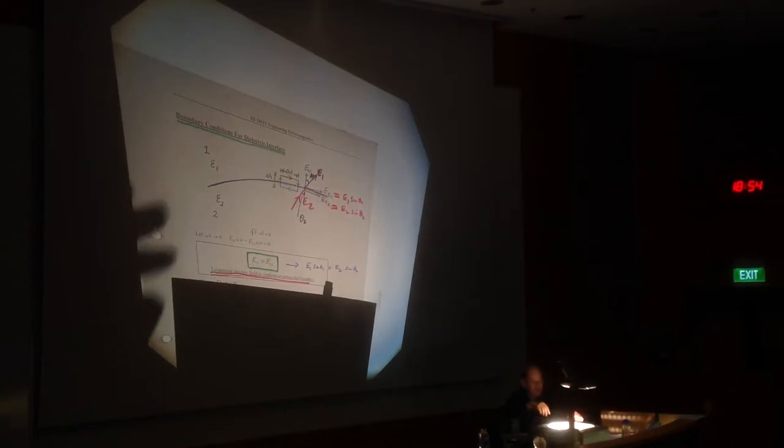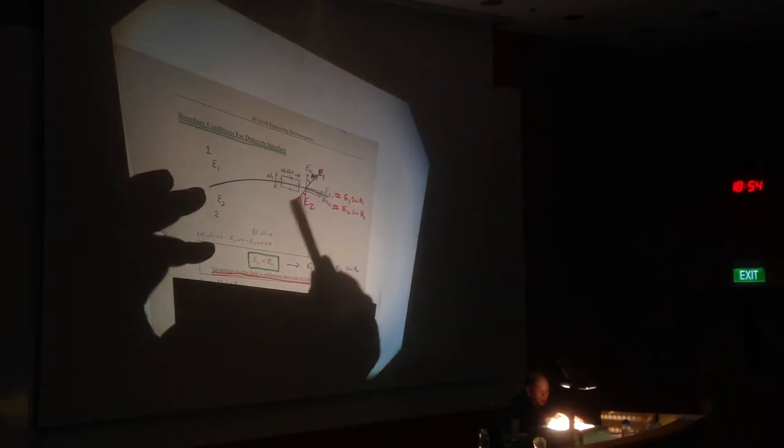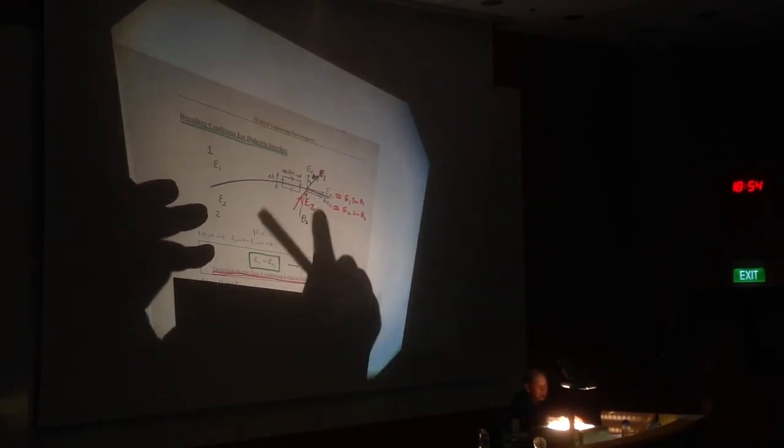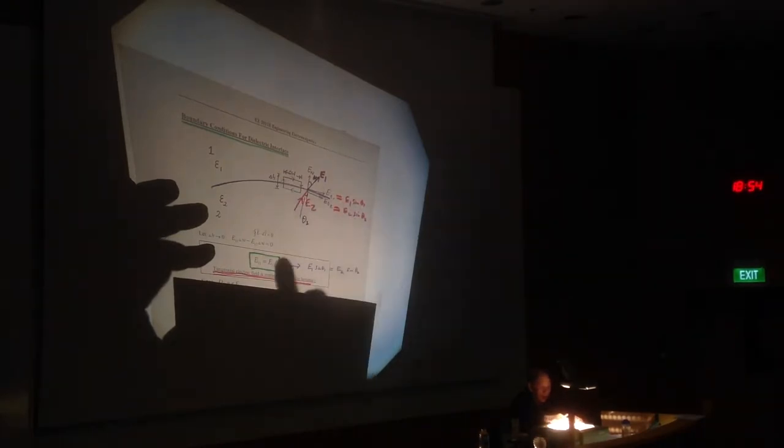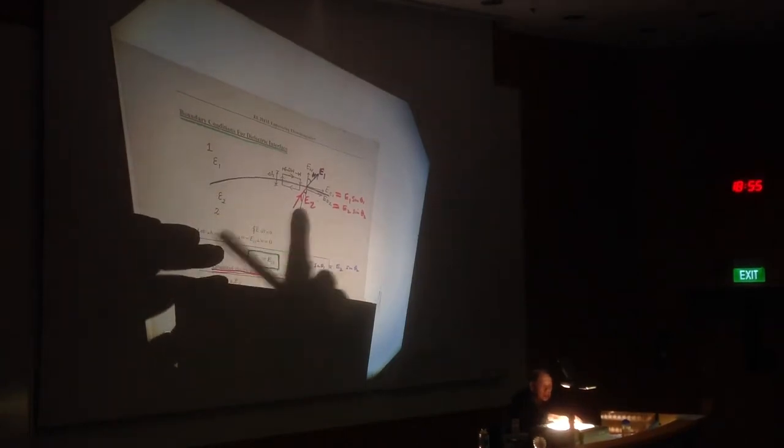Now, suppose the bottom medium becomes a conductor. In the conductor, E2 must be 0. So E2 is 0, and ET2, which is E2 sine theta 2, is 0. Therefore, as we said before, on the surface of the conductor, this is medium 1, this is the conductor, ET2 is 0 inside, therefore ET1 is 0. So on the surface of the conductor, the tangential component is 0. Again, they must match.